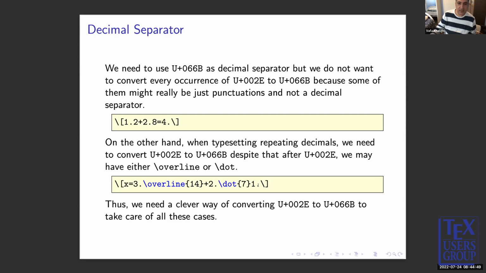In Persian, mostly they use an overline for repeating decimals. Even if only one of the digits is repeating, I just added the dot as an alternative notation. So what we really need is a clever way of converting the period to the Persian decimal separator, taking care of all these cases.